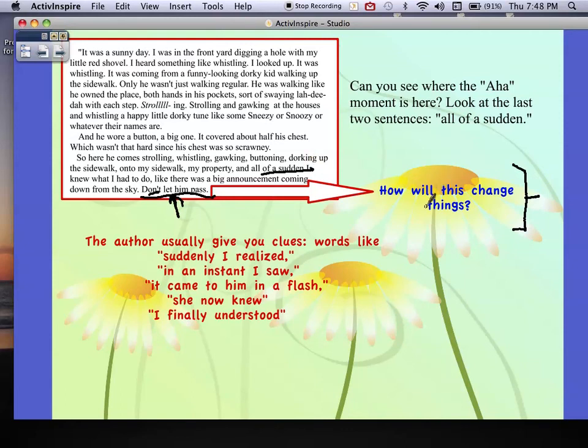If you were annotating this, you would put in his aha moment, don't let him pass. How will this change things? And then in the third column, you'd write, I think he's going to start a fight. I think he's going to not let the kid pass. I think the kids are going to become enemies. I don't know. What do you think? This is an example of what an aha moment looks like and how you would annotate it.